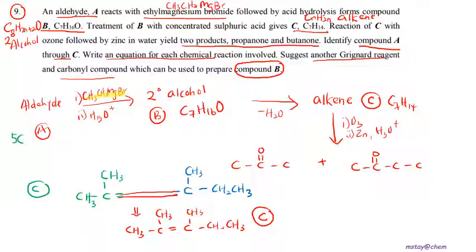1, 2, 3, 4, 5. 2, 3 dimethyl 2 pentene is the structure C. Okay, so in the next slide we are going to discuss the structure B and structure A.